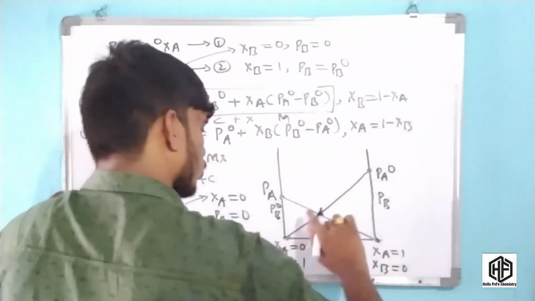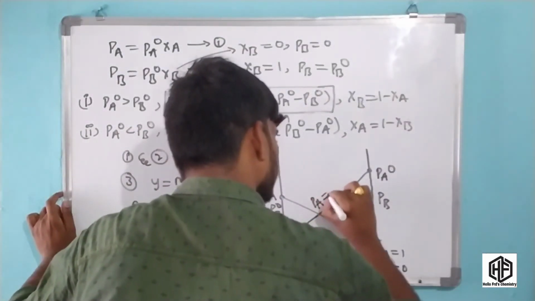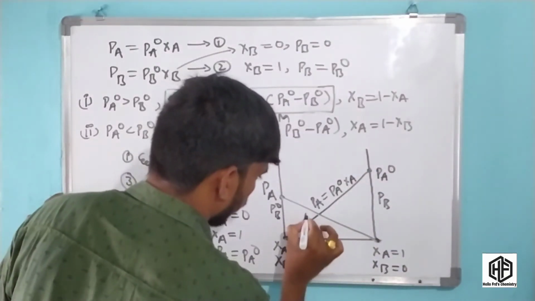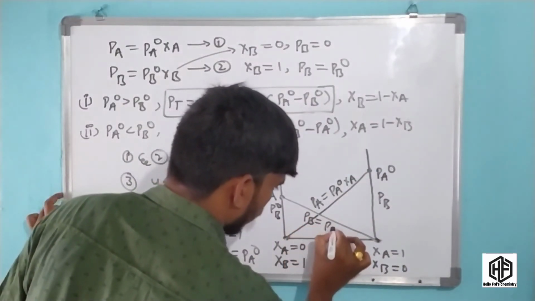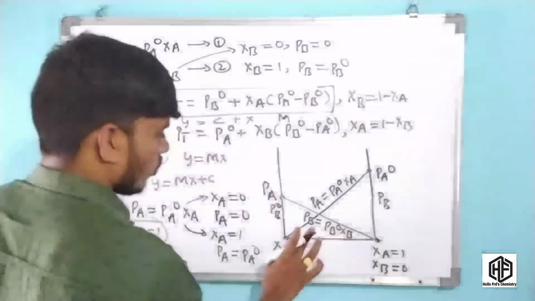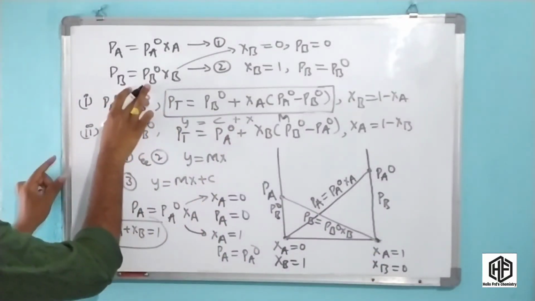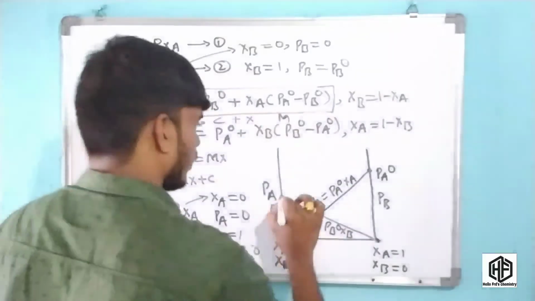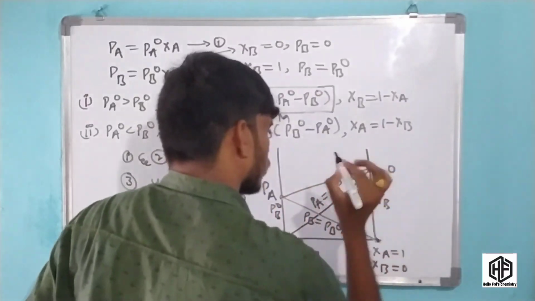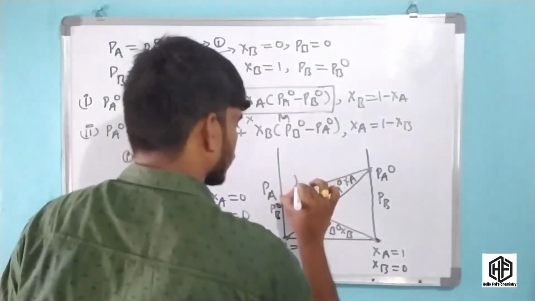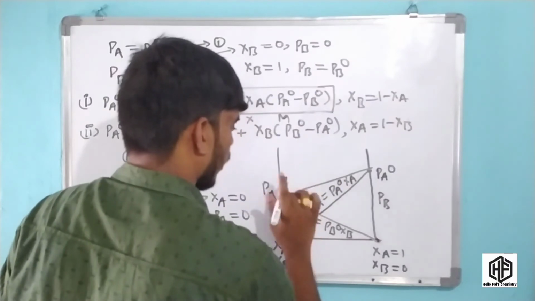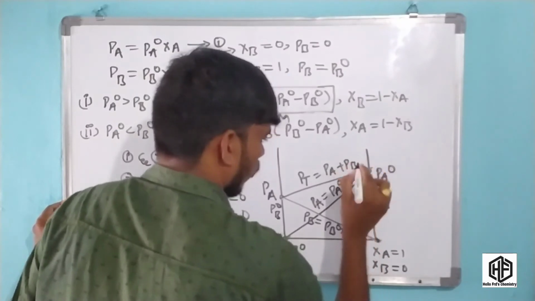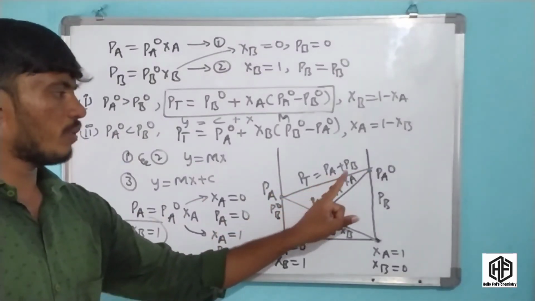Okay friends, this graph is PA is equal to PA naught zeta A, and this graph is PB is equal to PB naught zeta B. This is the graph of equation 2, and this graph is equation 1. Now the total vapor pressure graph is like this. This is the total vapor pressure PT, which is equal to PA plus PB.